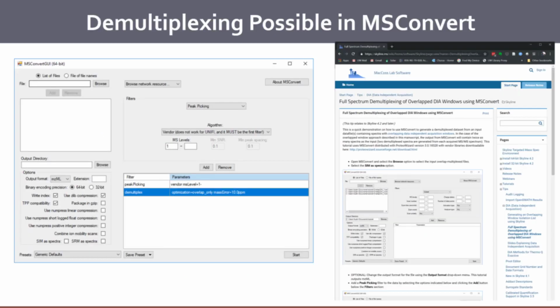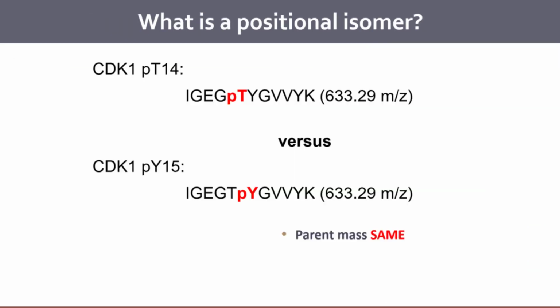There was a lot of effort put into making this work in MSConvert. And like we have on a lot of the websites, thanks to Nat and other people, a lot of these tutorials are put up there. So we have a tutorial on the Skyline website that tells you exactly how to demultiplex these overlapping window data using MSConvert and generate mzMLs.